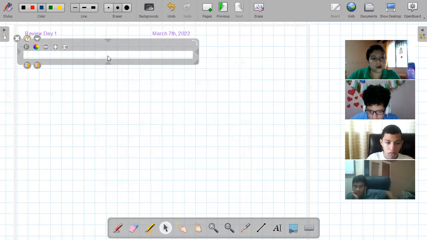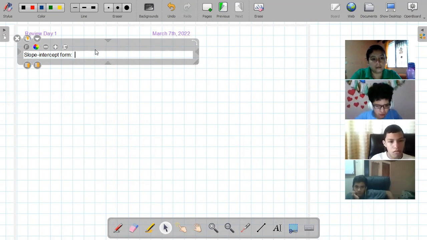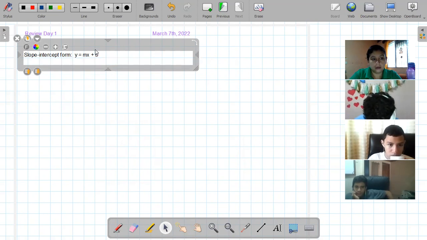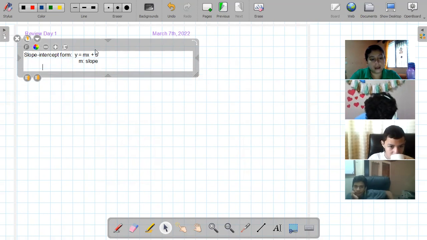is slope-intercept form. Which one is the slope-intercept form? It is that one written as y equals mx plus b, where m is the slope and b is the y-intercept, that we are going to write as an ordered pair as 0, b, whichever sign it has, okay?